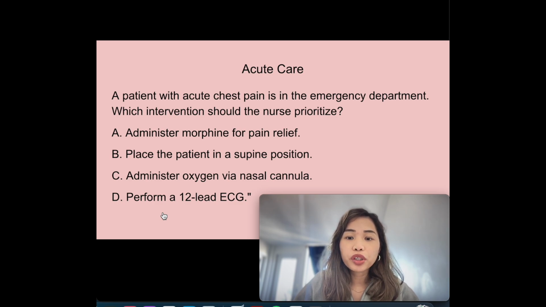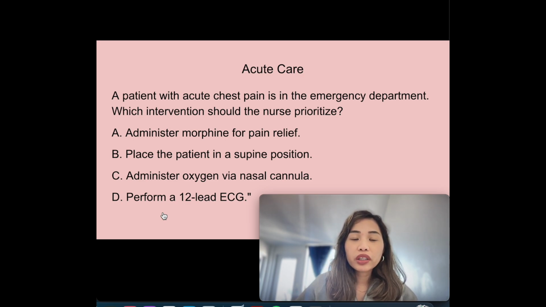Administer morphine for pain relief. Although morphine is perfect in terms of pain relief for your patient who is having acute chest pain, that is not your main priority. That is not your first step in terms of intervention. So yes, it's correct, but it's not the right one. So cross.